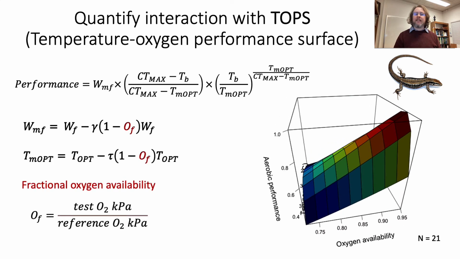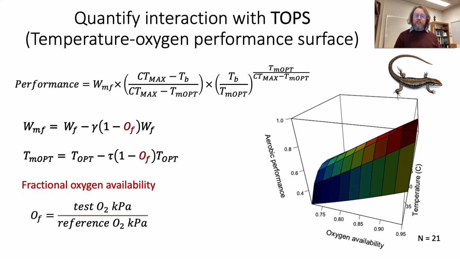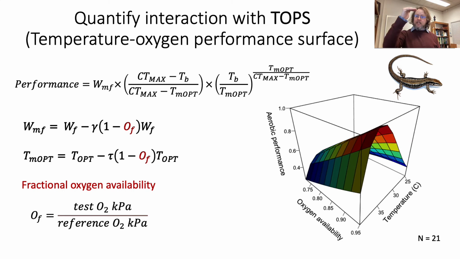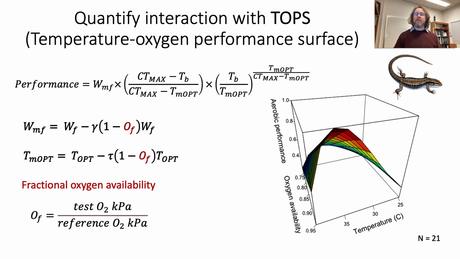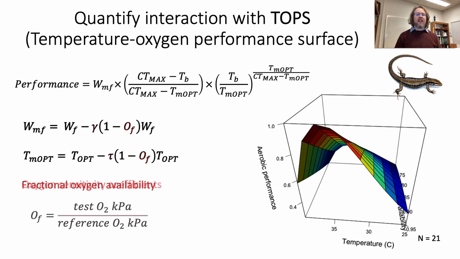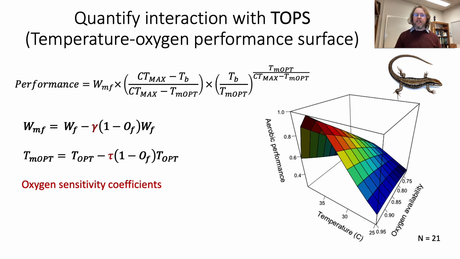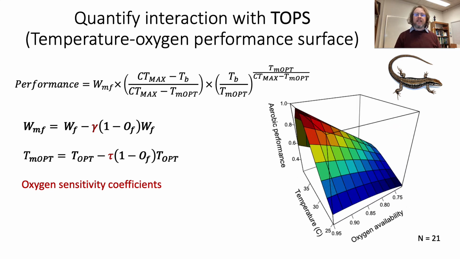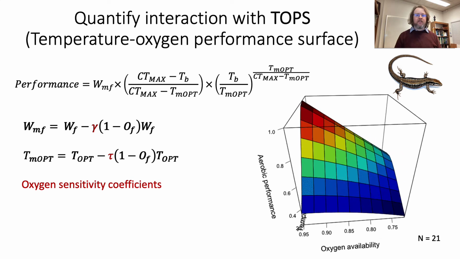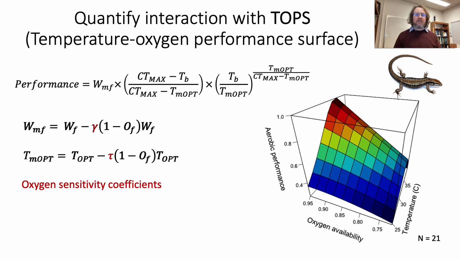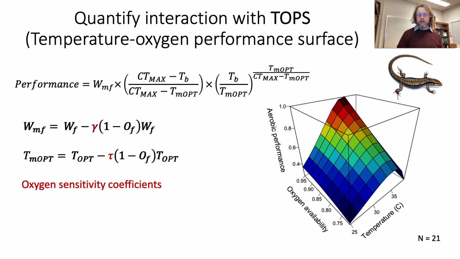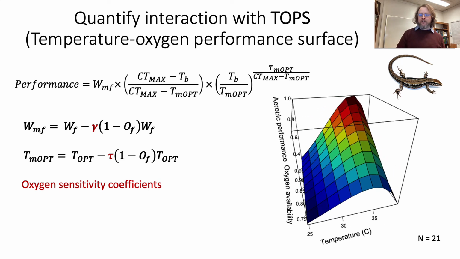The state variable is the fractional oxygen environment, which is the ratio of oxygen availability or capacity during your test divided by a reference. And then we have 2 oxygen sensitivity coefficients. Gamma describes the sensitivity of peak performance to the oxygen environment, and tau represents the sensitivity of the optimum temperature of the thermal performance curve to the oxygen environment.